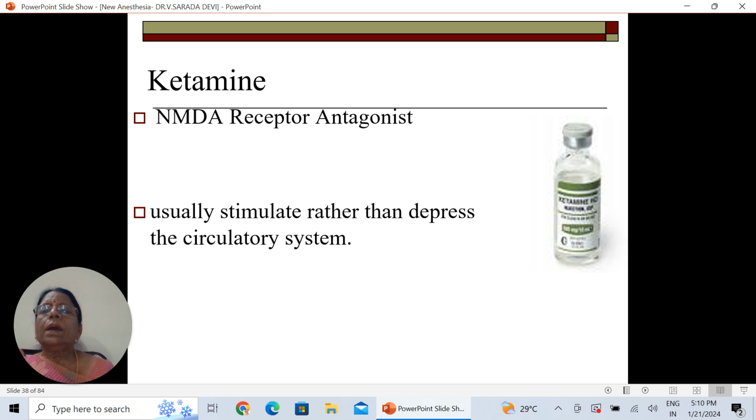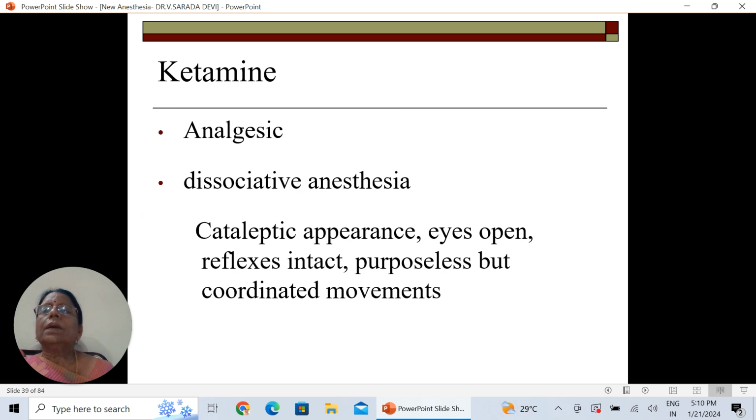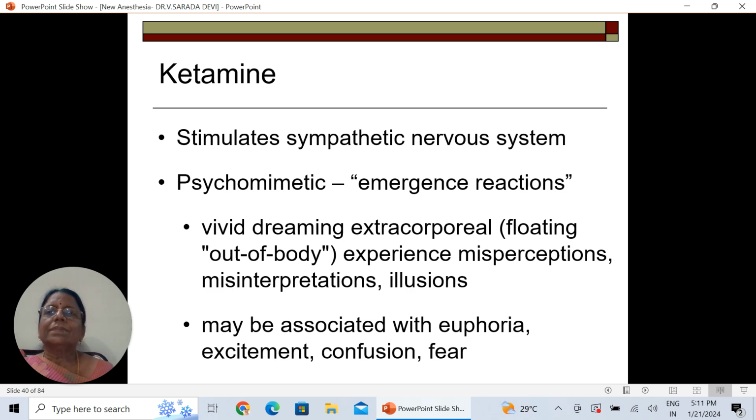Ketamine. It is an NMDA receptor antagonist, and usually stimulates rather than depresses the circulatory system. Ketamine is an analgesic, dissociative anesthetic, with cataleptic appearance, eyes open, reflexes intact, purposeless but coordinated movements. Ketamine stimulates the sympathetic nervous system.